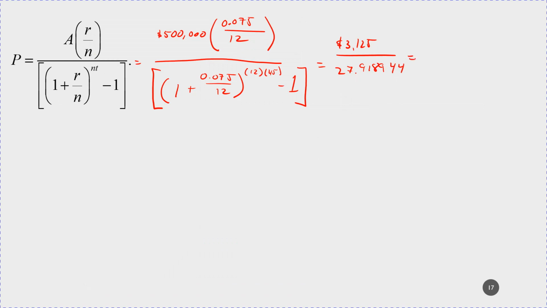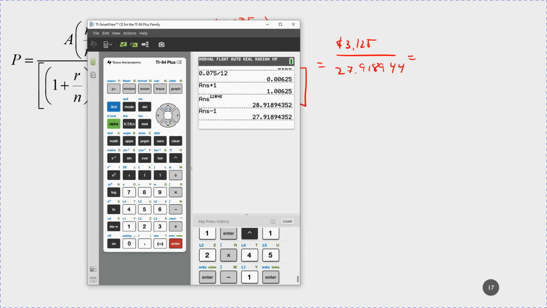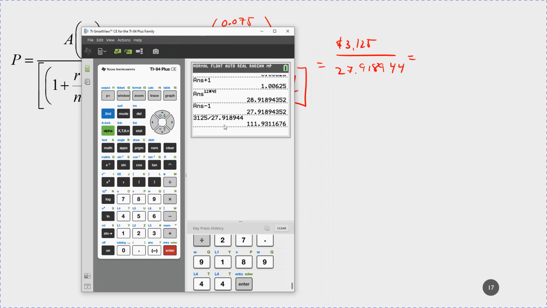All right, well, let's figure it out. We're going to take 3,125 divided by 27.918944. Wow, look at that. If you want to have $500,000 under this 45 years and that interest rate, you're only going to need to deposit $111.93 each month.